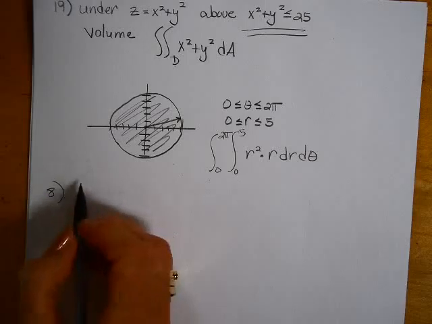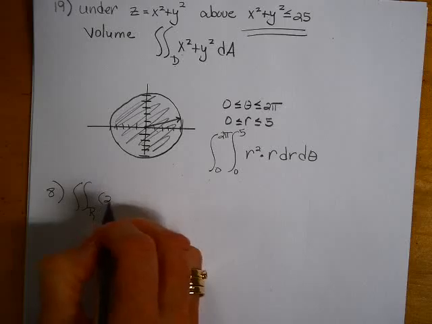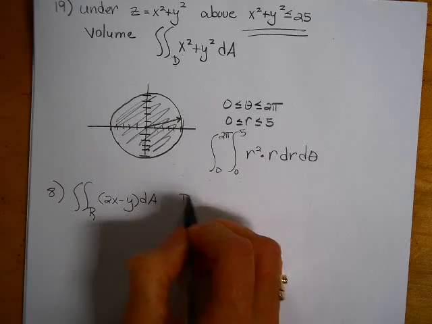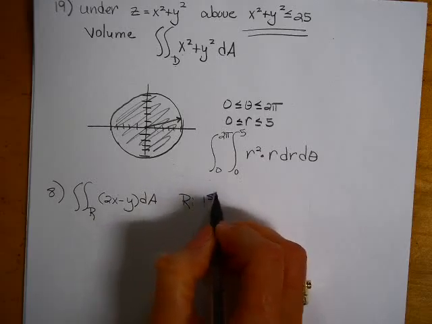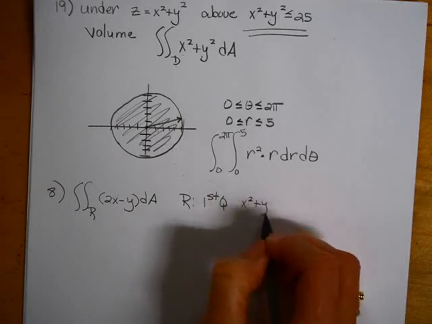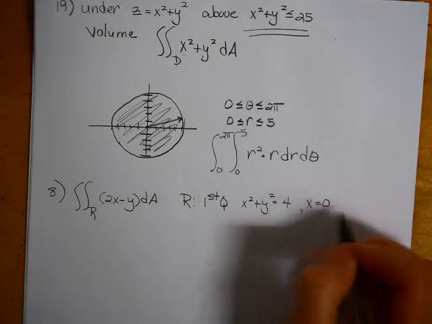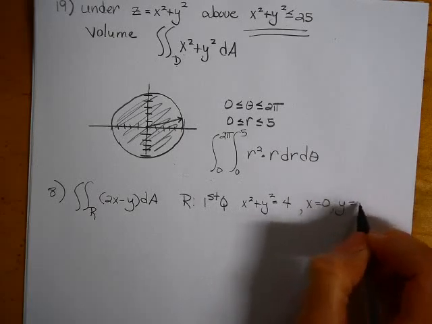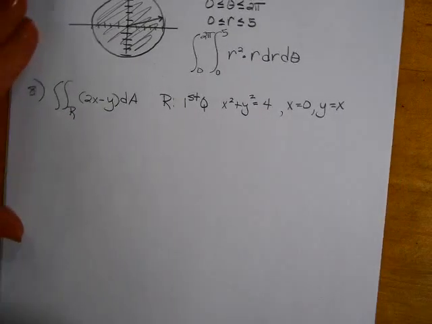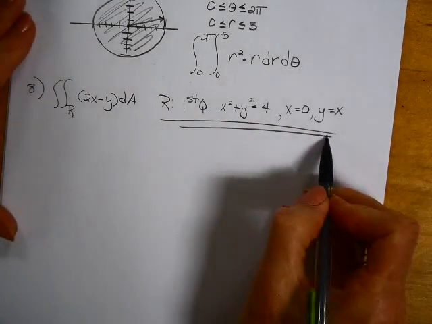Number 8, double integral over a region R of 2x minus y dA, where R is the region in the first quadrant, enclosed by the circle x squared plus y squared equals 4, the line x equals 0, and the line y equals x. All right, so we've got to draw this stuff. You've got to draw your region R.